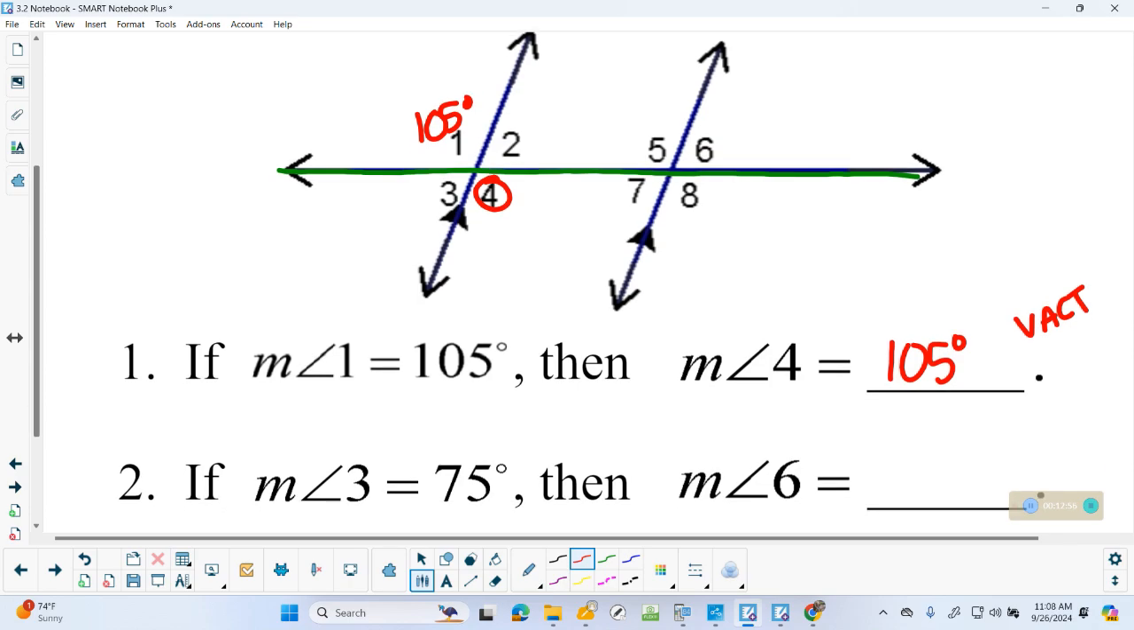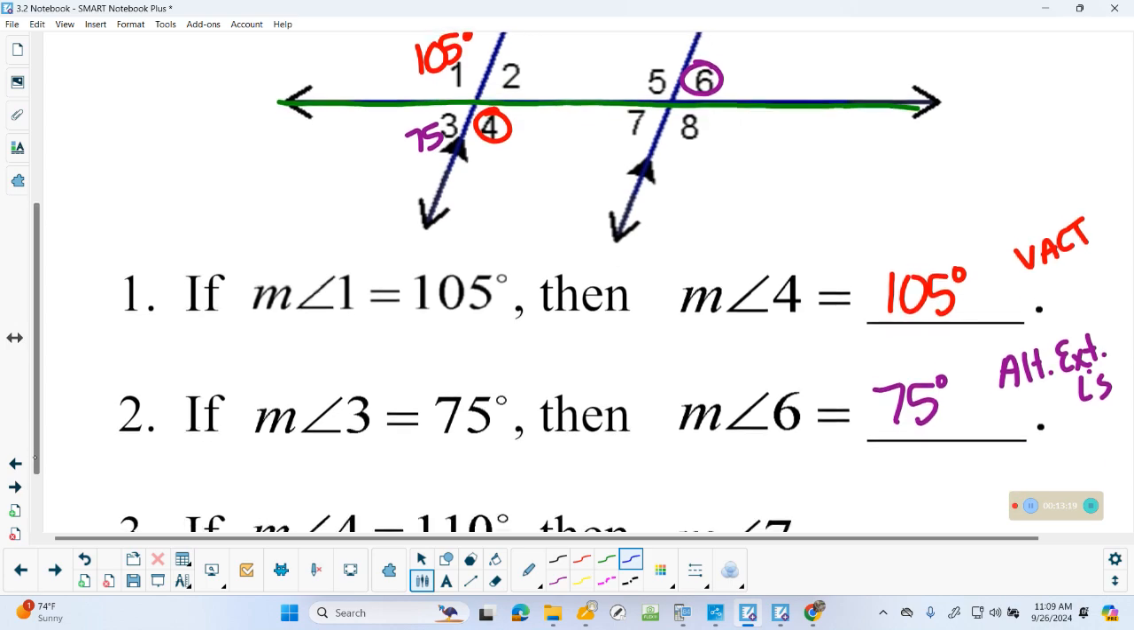Okay, if 3 is 75, I'm going to label it. What is 6? 75, agree. Because what type of angles are those? You got it. So I'm just going to say alternate exterior angles. I'm not going to get any fancier than that. Let's scroll it down for the last one of these.